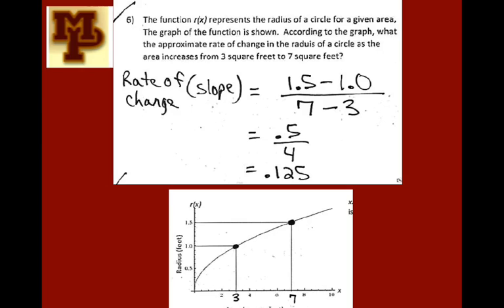Okay, again, rate of change is always slope. In this case, it's talking about going from 3 square feet to 7 square feet. So it looks like it's going from here to here, and then seeing what the y values are. And again, you can look at the y values, that's the 1.5 and the 1.0, and always subtract the y's over the x's. So 1.5 minus 1 divided by 7 minus 3. Keep simplifying, and that gives you 0.125 for your rate of change.